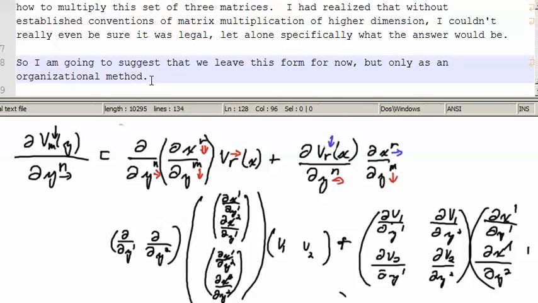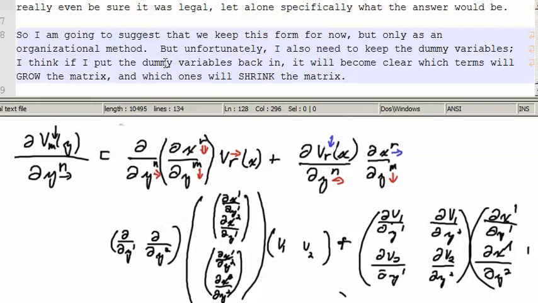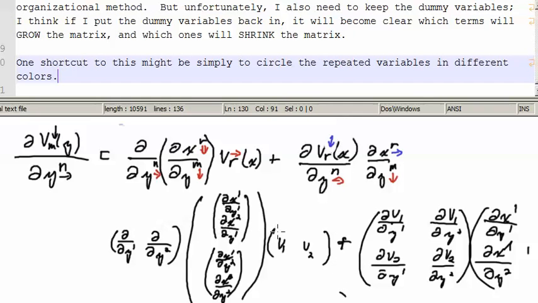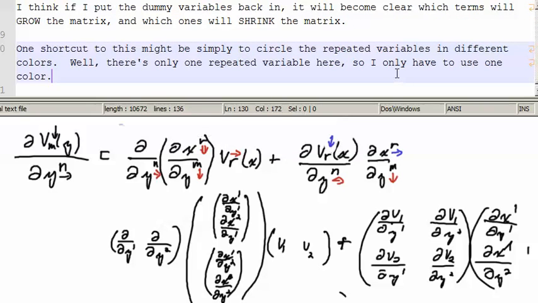So I am going to suggest that we leave this form for now, but only as an organizational method. And when I say leave, I mean keep. Keep this form for now as an organizational method. But unfortunately, I also need to keep the dummy variables. I think if I put the dummy variables back in, it will become clear which terms will grow the matrix and which will shrink the matrix. One shortcut to this might be simply to circle the repeated variables in different colors. Well, there's only one repeated variable here, so I only have to use one color.